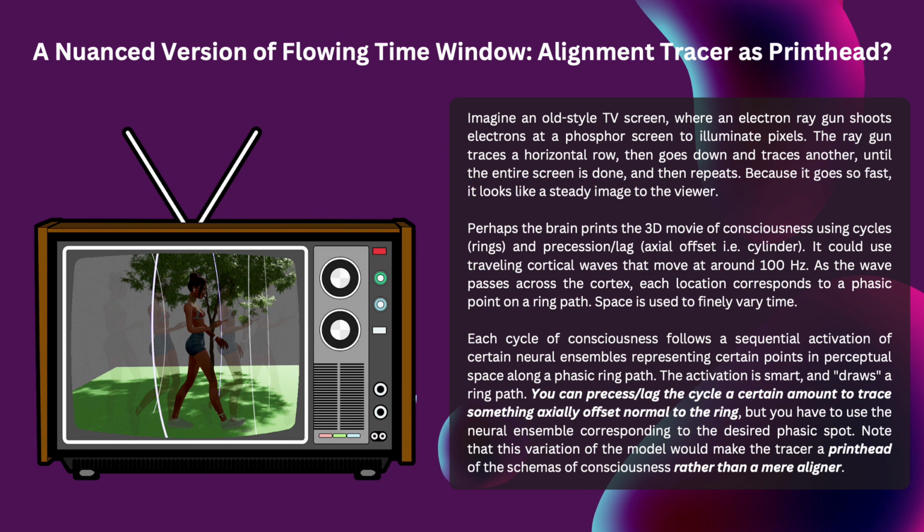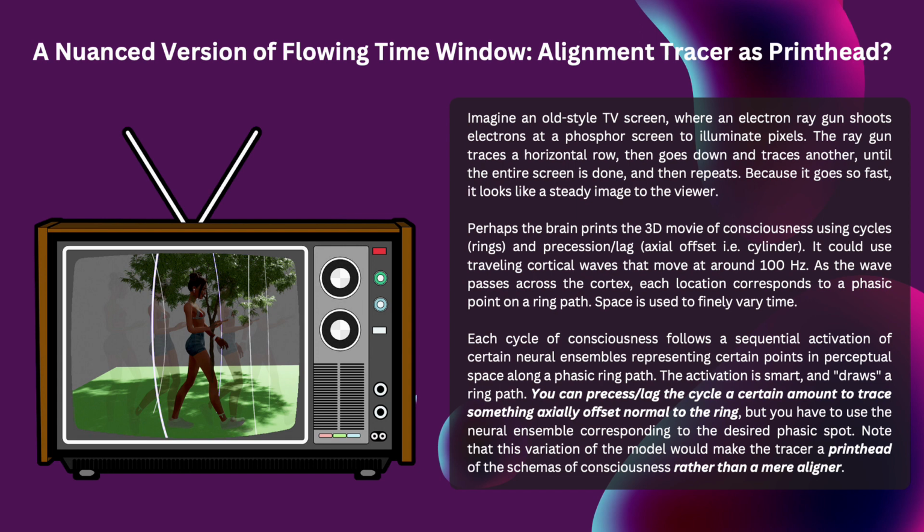But the flowing time window, I do want to propose here that it's possible that this alignment tracer is not just an aligner, it's actually the print head of all of consciousness. Now, the idea is that science itself says that, hey, action potentials are painting consciousness. They are the thing that underlies consciousness. And so I'm really just saying the same thing, with a little bit more exploration of the exact mechanism.